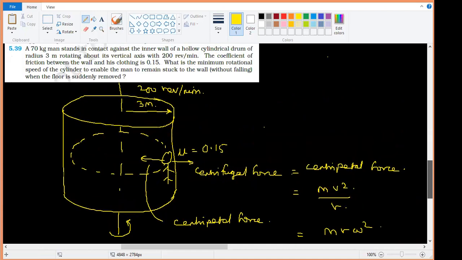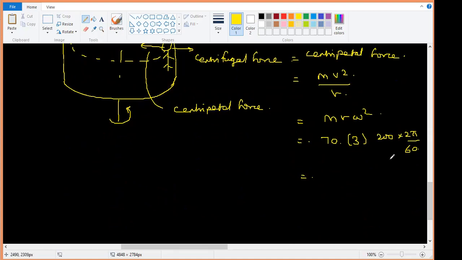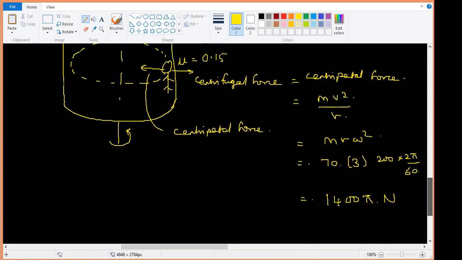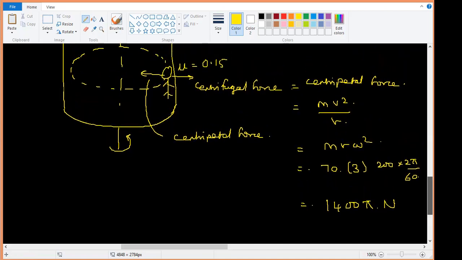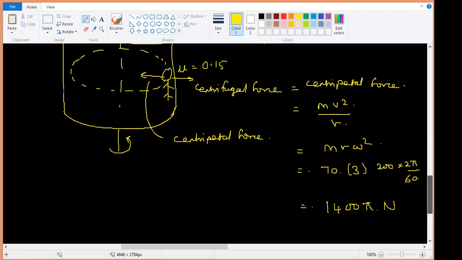So that will be the force, and the friction is... So it will be 1,400 pi. What is pi here? Okay, you want to keep the pi as such. Okay, so this is the required centripetal force or centrifugal force.